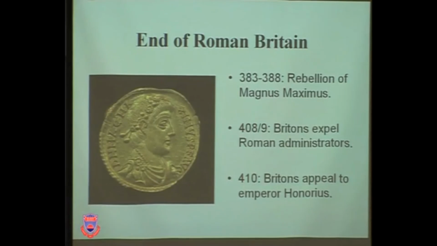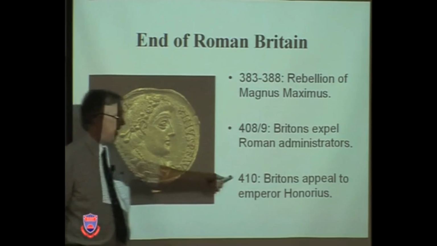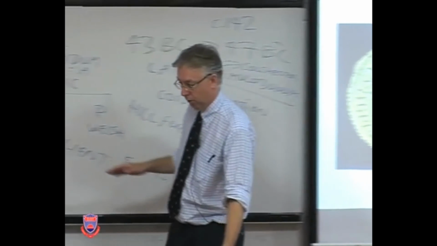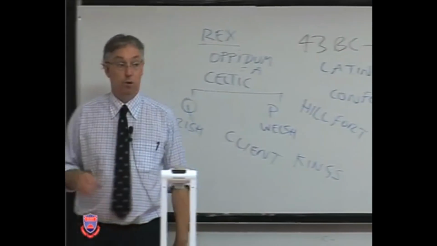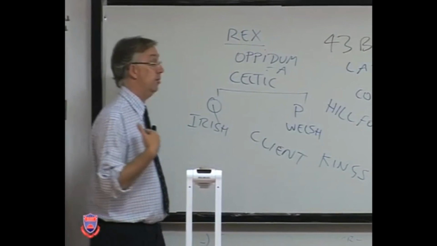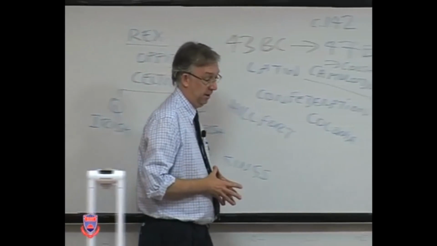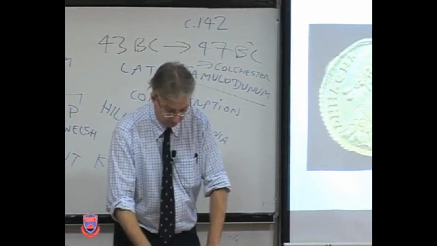But we see significantly, I think, the end of both the military and also effectively the administration. So traditionally, the year 410 is seen as the end of Roman administration in what's now Britain. Okay, and things begin to shift in a new direction, in a new way thereafter.